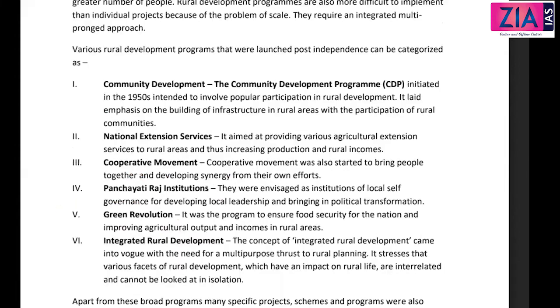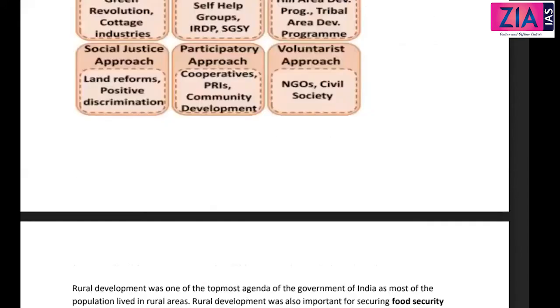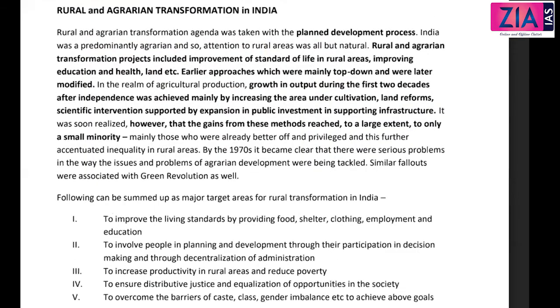So here, rural and agrarian transformation in India. We went for the 5-year plans after independence. Till independence, we know what problems we were facing: inequality, underdevelopment, rural-urban inequality. All these are the main problems, so we need to mainly transform.